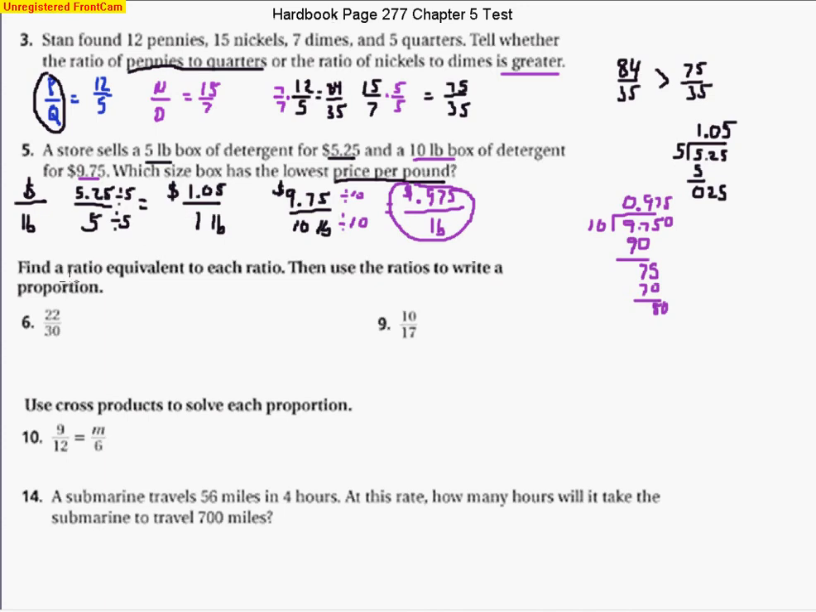So the next set of directions ask us to find a ratio equivalent to each ratio. So the answers could vary here. So it just kind of depends on what you end up multiplying or dividing by. So the key is, and then it also says, then use the ratio to write a proportion. So we'll do that afterwards. So the key is to either multiply or divide by some number. So I'll do one way, the other.